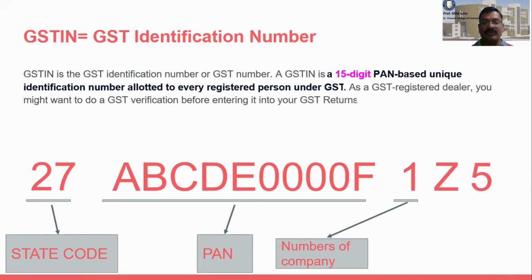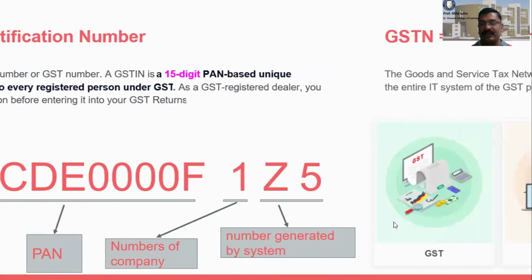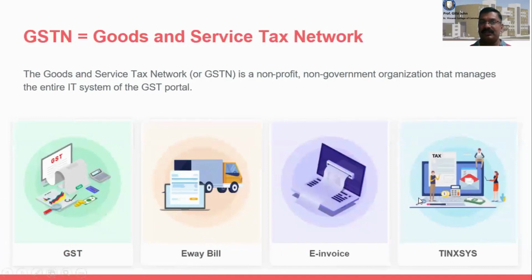27. This is the code of the state. Every state has been given a different code. And the PAN card number of the registered user, the company number, and the system generated number when you are registering. These make up the 15-digit GST number. Remember, it is a 15-digit GST identification number, consisting of state code, PAN card number, company number, and the system generated number.